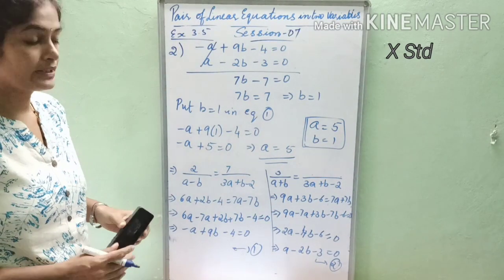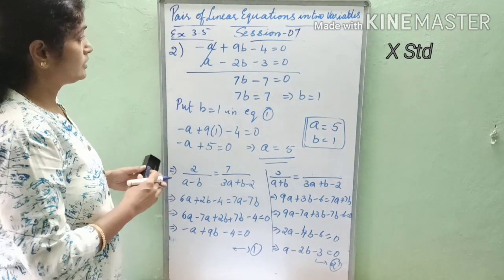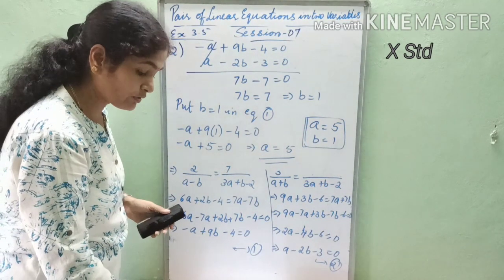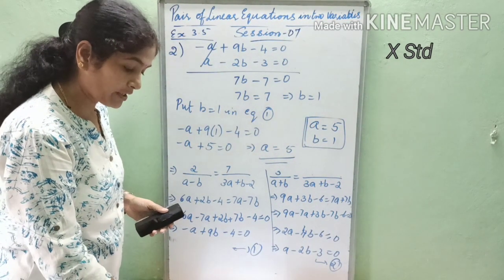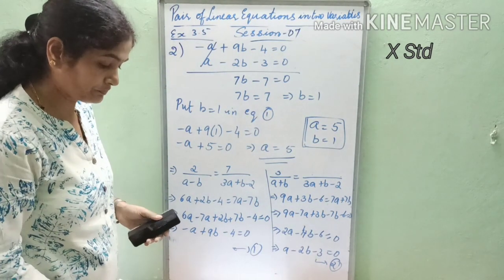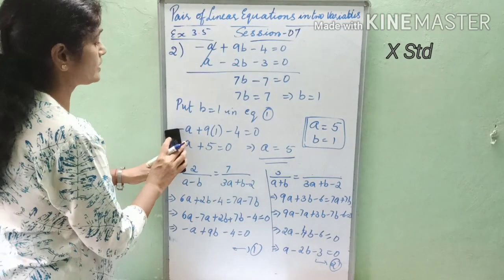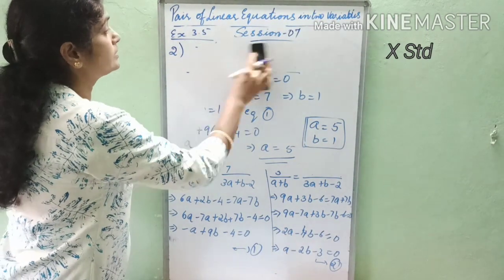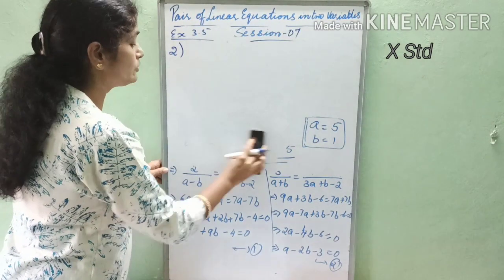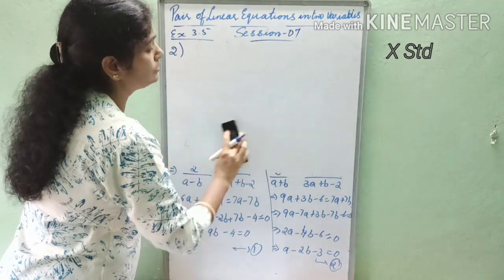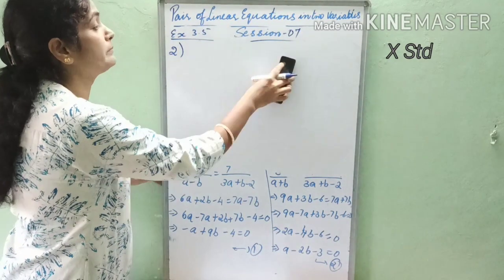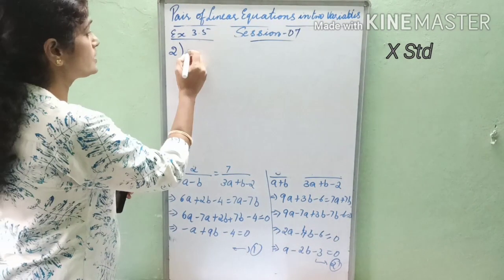Okay. Now like this only we will see the next question also, where it is, for what value of k will the following pair of linear equations have no solution? Okay, they are having no solution. We will take up the two equations. No solution, what is the condition? A1 by A2 is equal to B1 by B2, and that is not equal to C1 by C2.